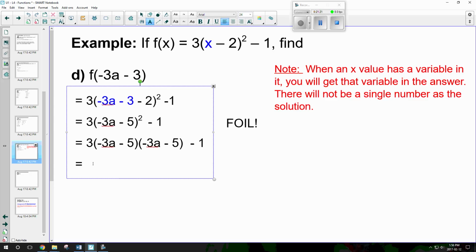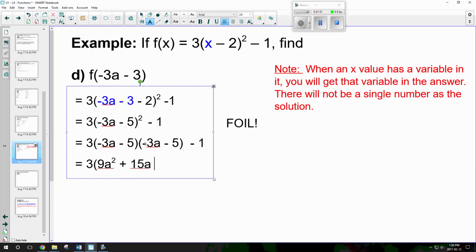So now here in our answer, we still have the 3 out front, but we're going to FOIL our brackets. So we'll do our first, so negative 3a multiplied by negative 3a. That's going to give us a positive 9a squared. And then we do our outside, so negative 3a multiplied by negative 5. That's going to give us a positive 15a.